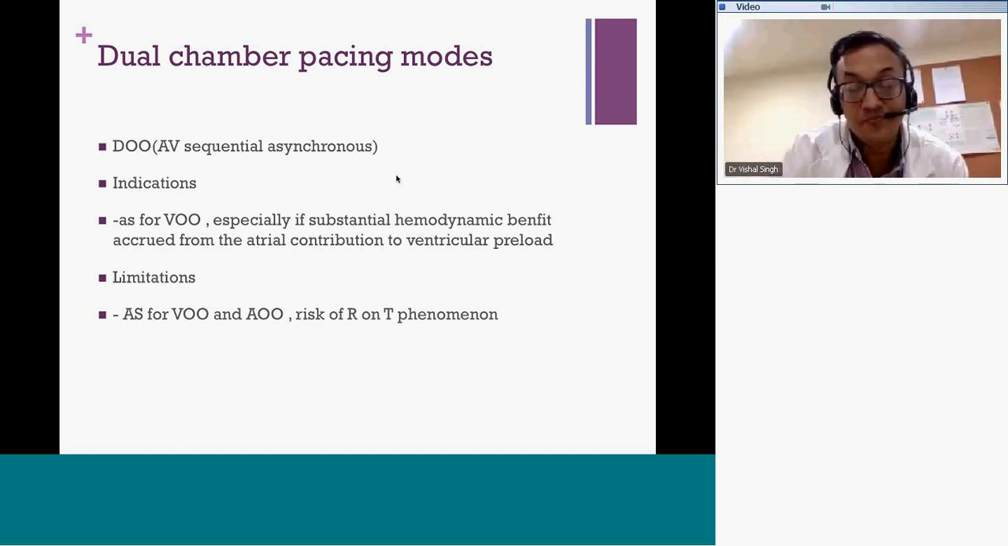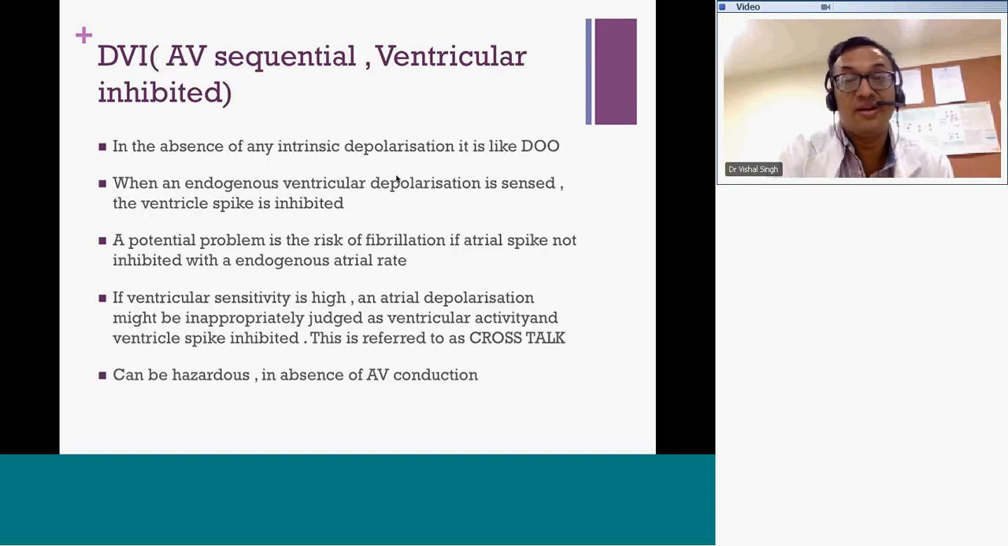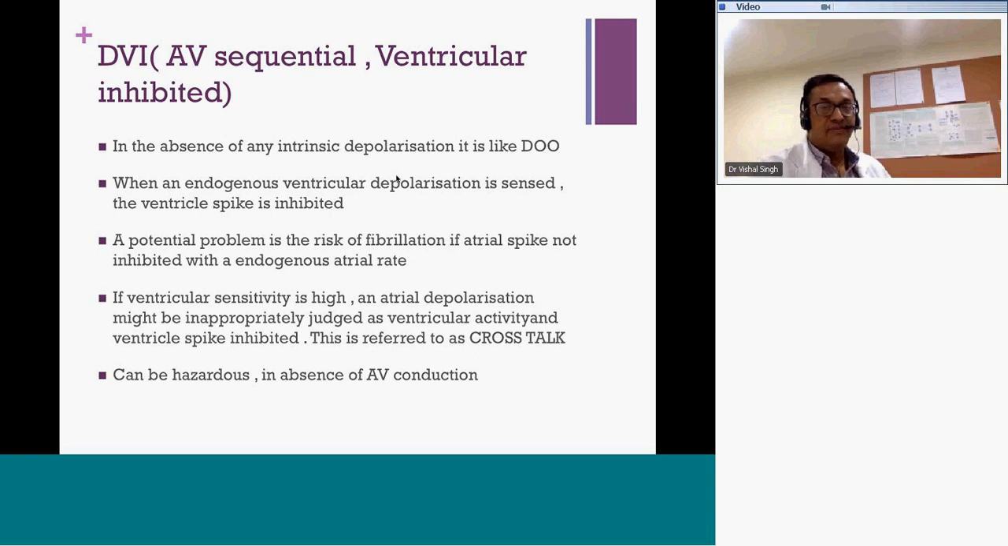Okay, now AV sequential ventricular inhibited: it is inhibited in the sense of any intrinsic depolarization. So here, for example, you have both, and the endogenous ventricular depolarization is sensed, and the ventricular spike is inhibited.